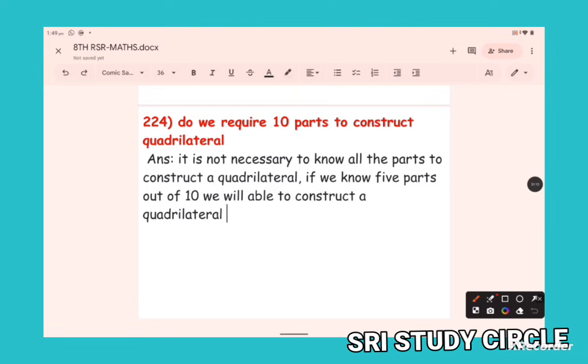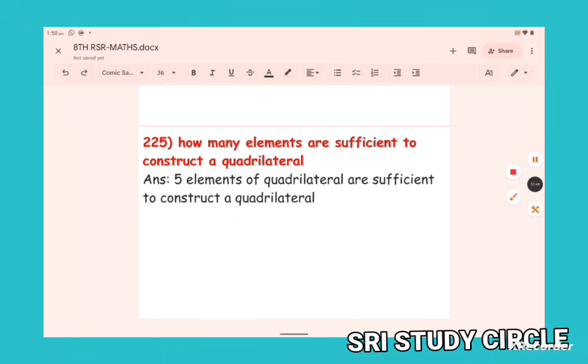Do we require 10 parts to construct a quadrilateral? It is not necessary to know all the parts to construct the quadrilateral. If we know 5, maximum 5 parts, we will be able to construct a quadrilateral. How many elements are sufficient to construct a quadrilateral? Only 5, maximum 5.